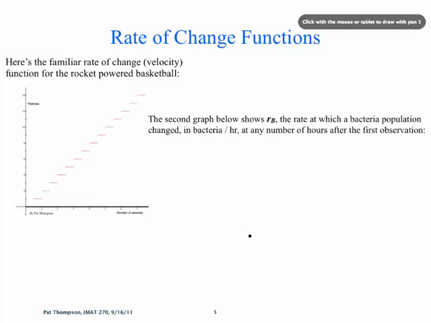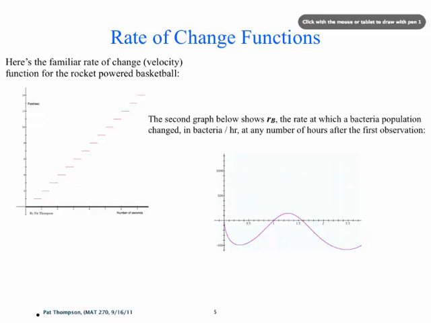Okay, so here's a second graph, a rate graph, and the name of the function is R of B, the rate at which a bacteria population changed in bacteria per hour, at any number of hours after the first observation. So these are both rate graphs.